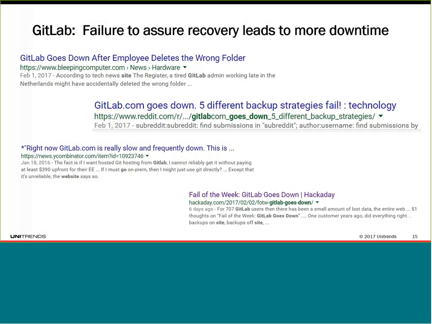GitLab was doing backups for a very long time. A lot of you probably read about this story. There are plenty of articles out there. I hate to pick on them because they did a great job. They were awesome in handling the situation. But what you could tell is they had put themselves in a situation where IT resilience wasn't something they were thinking about proactively and was not implemented. Ultimately they were down for a long time because someone deleted the wrong folder and their backups were bad.